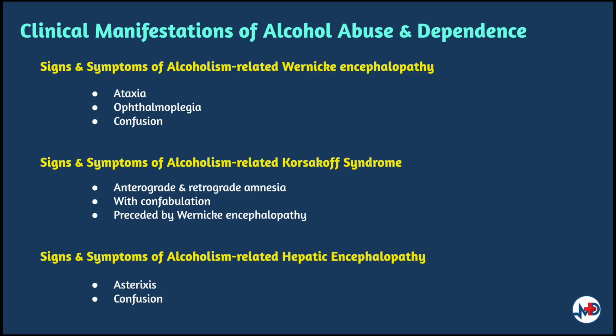How about the signs and symptoms of alcoholism-related Wernicke's encephalopathy? These include ataxia, ophthalmoplegia, usually lateral gaze palsy, and confusion, which indicate Wernicke's encephalopathy. The signs and symptoms of alcohol-related Korsakoff syndrome include anterograde and retrograde amnesia, often with confabulation, and preceded by Wernicke's encephalopathy. So these will indicate Korsakoff syndrome. And how about the signs and symptoms of alcohol-related hepatic encephalopathy? Here you'd expect the person to have hepatic flaps or asterixis, and confusion suggesting hepatic encephalopathy.